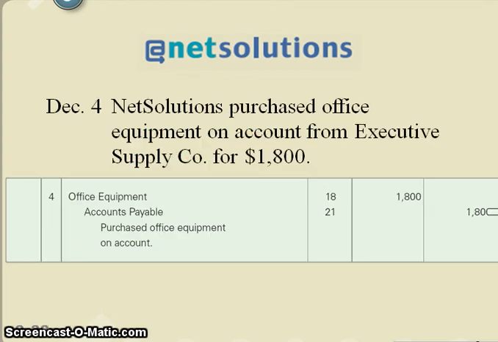Okay. Get back to these slides. All right, in this one, we bought a piece of office equipment for $1,800. So we get the office equipment, which is an asset, that's a debit. And on the flip side, we have a payable. You see the words on account here. We have a liability to Executive Supply Company for $1,800. Okay? This is going to come into play in a future one in a few minutes, so keep this one in mind.